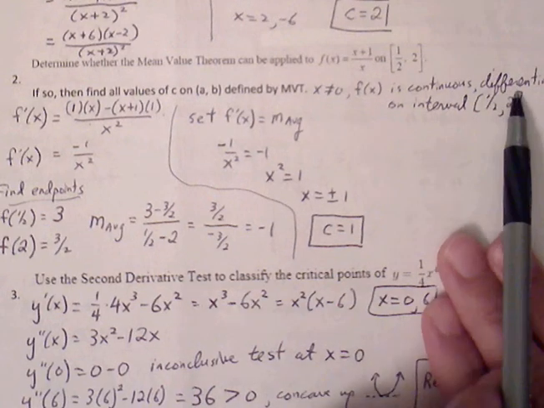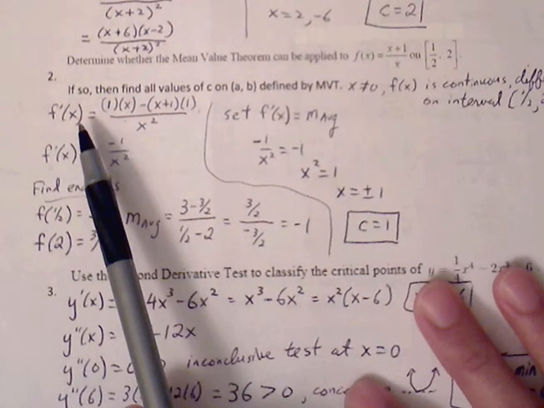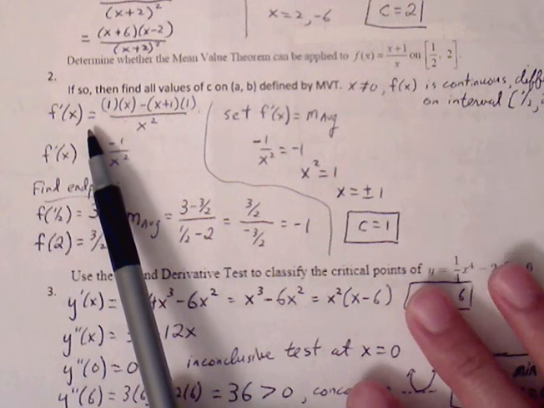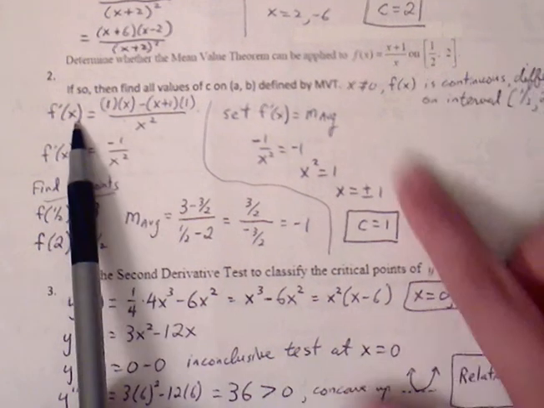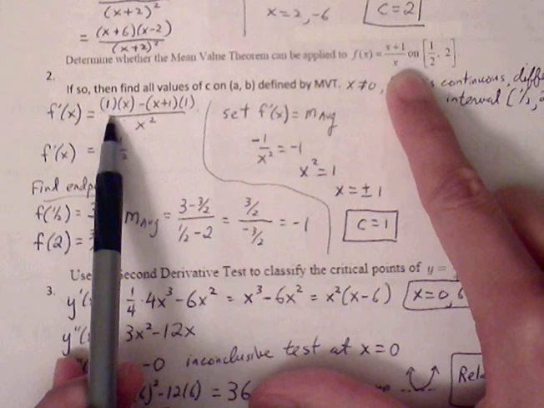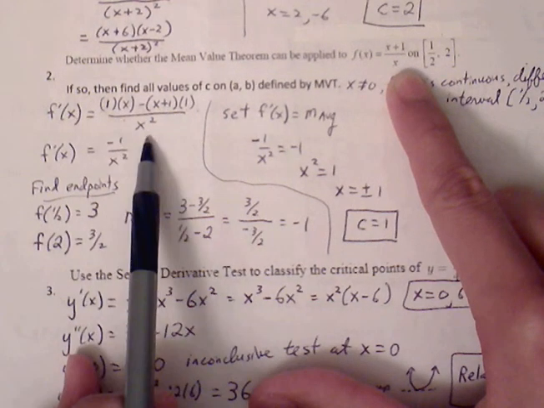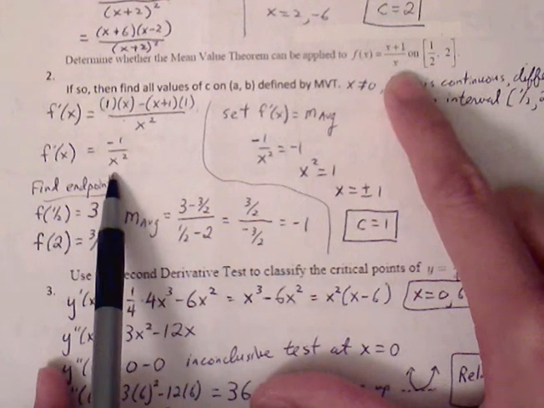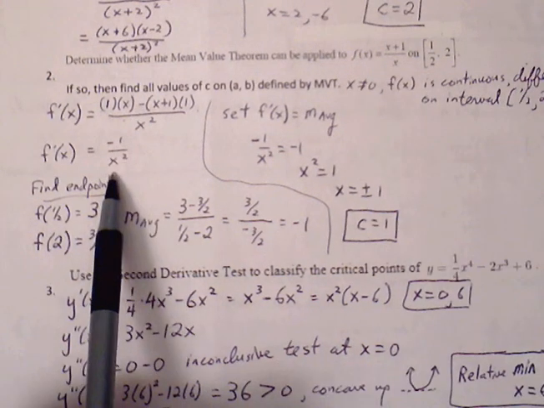Now, to determine differentiability, we're going to have to find the derivative and see if there's any other denominator value that we have to consider. So with x plus 1 over x, we can go through quotient rule: f prime g minus f g prime all over g squared. And when we clean this up, we get -1 over x squared.